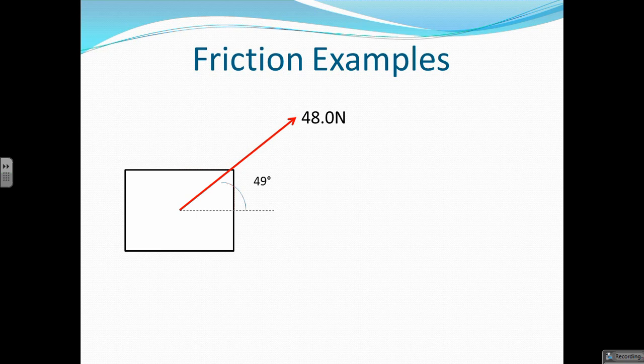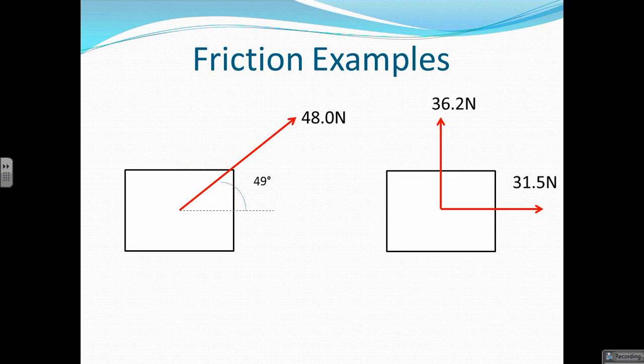To start this problem, we have this scenario: 48 newtons acting at 49 degrees up from the horizontal. This is acting neither horizontally nor vertically, so we need to break this force of 48 newtons into its horizontal and vertical components, and we do so using trig. The horizontal component is 31.5 newtons, and the vertical component is 36.2 newtons. When you make a free body diagram, you never use the 48 newtons, the angled vector. You always use the components.